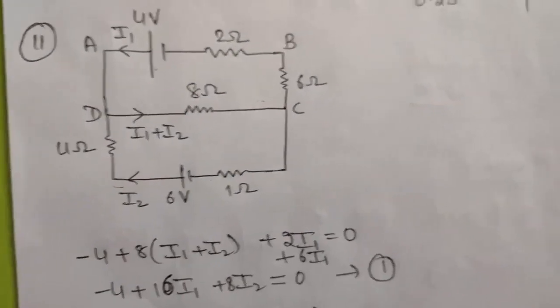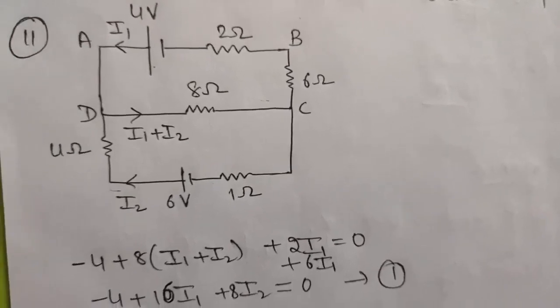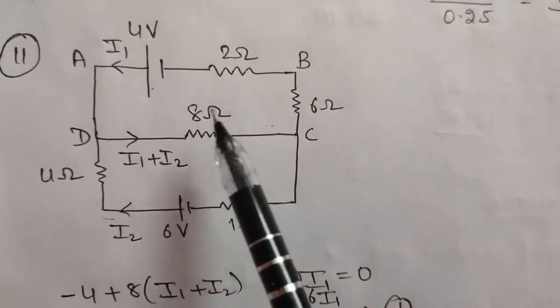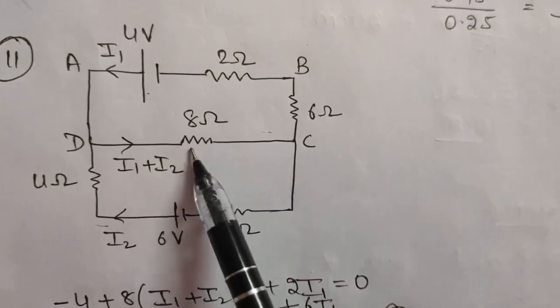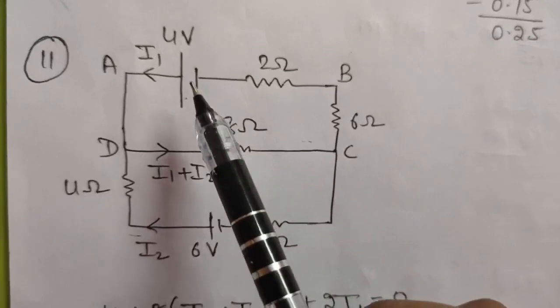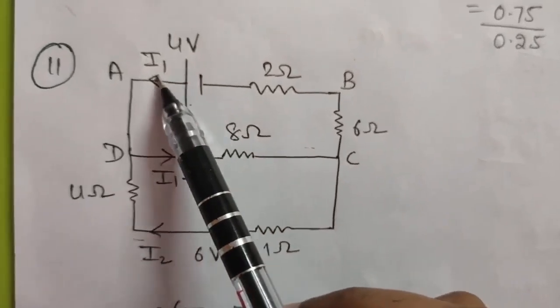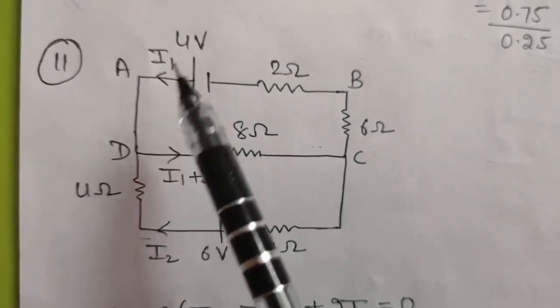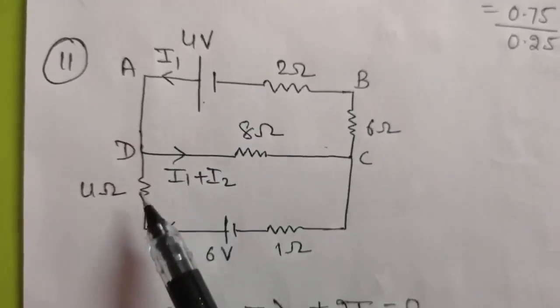Okay, next is question number 11. In that question, you have to calculate the voltage across this resistance, that is 8 ohm. So for that, let us choose the current. Because this is a battery, let us say I1 current is flowing from this battery, I2 current is flowing from this battery. So I1 is coming from here, I2 is coming from here.